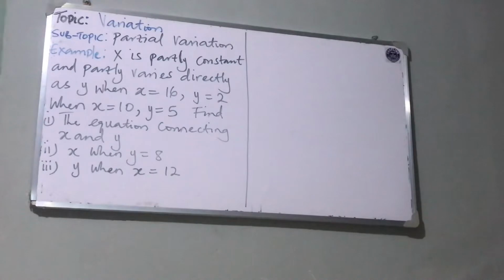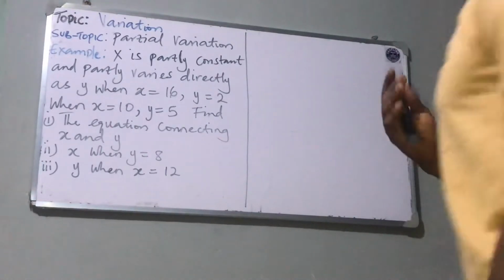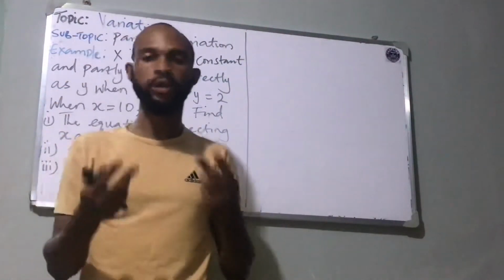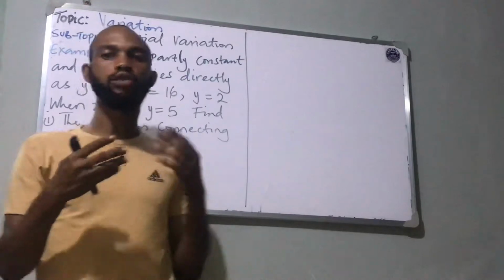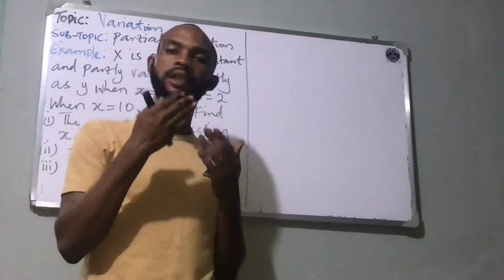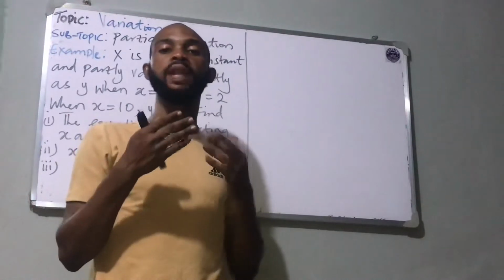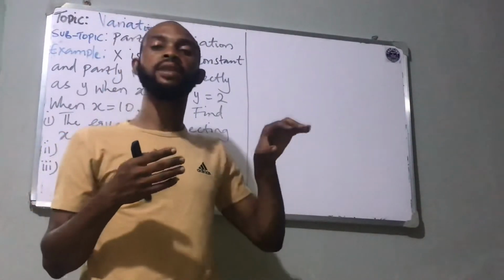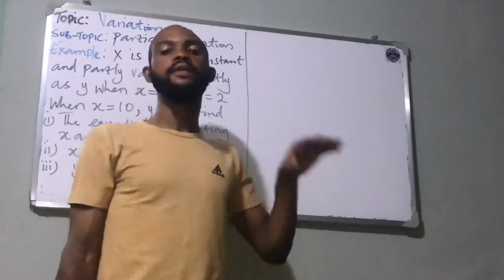Today we'll look at partial variation. Now let's quickly talk about how you solve partial variation before we solve the example. For partial variation, we are dealing with two constants. I'll show you the formula to use to solve a partial variation that has a direct variation and a partial variation that has an inverse variation.